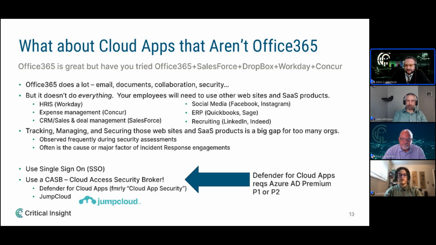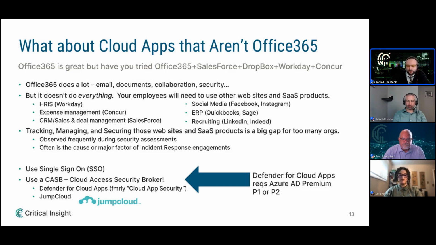Now, the second part to that is using what we call a CASB, a cloud access security broker. And this is the monitoring point for third-party cloud and applications. CASBs are kind of like firewalls for cloud apps. They watch who is doing what where and they can enforce policies.